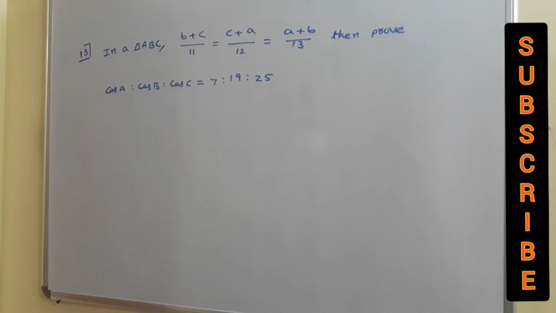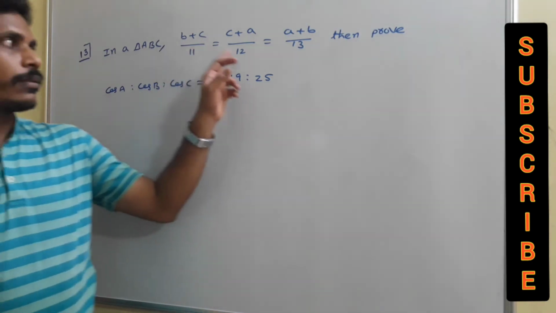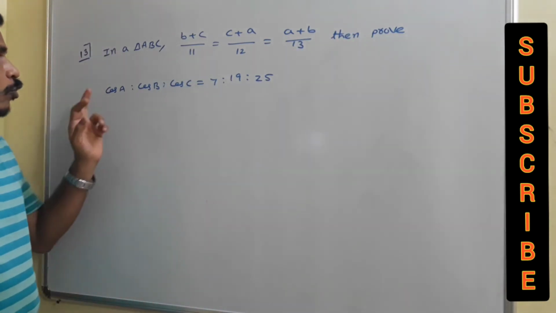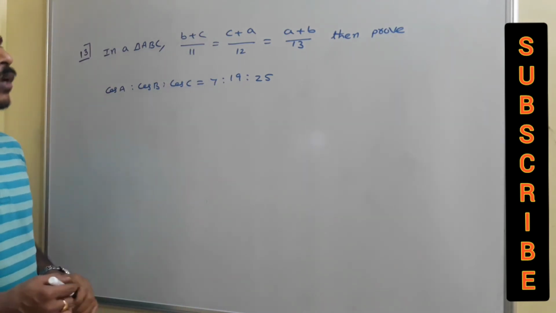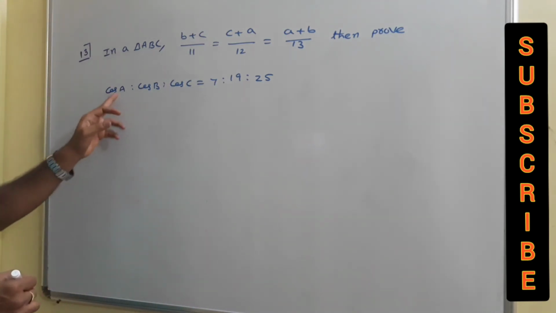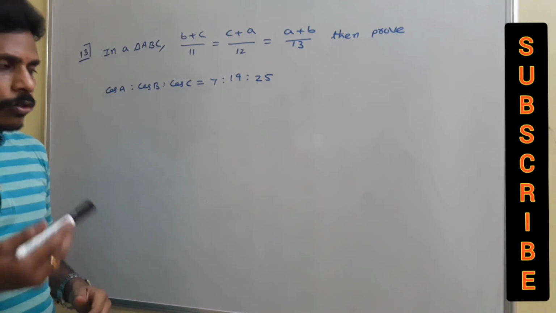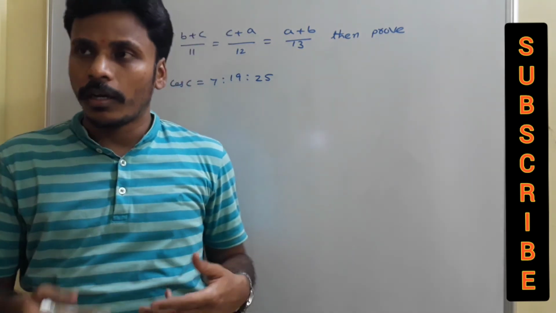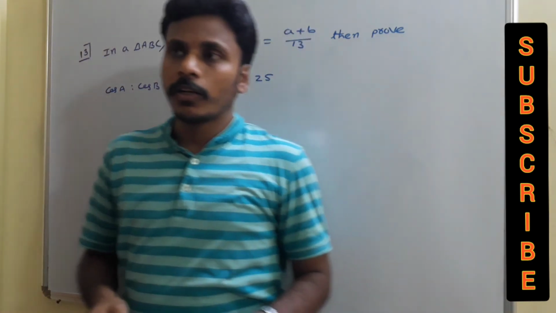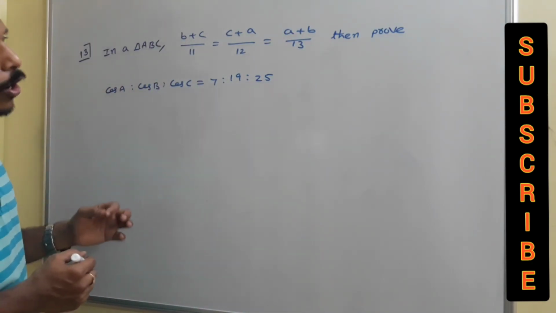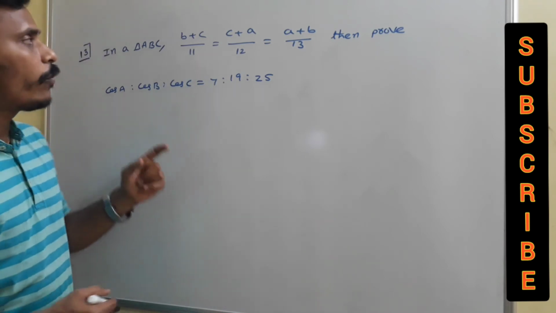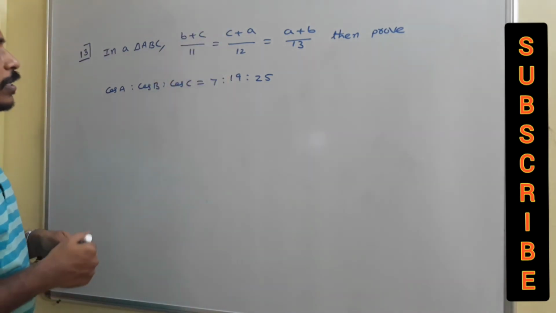Look at the problem. In a triangle ABC, (b+c)/11, (c+a)/12 and (a+b)/13 are given, and they ask us to prove cos A : cos B : cos C = 7 : 19 : 25. So they are asking us to find the angles. To find cos A, cos B, cos C, we need to use the cosine rule, and for that we need the sides first, but the sides are not given. The ratio between b+c, c+a and a+b is given.